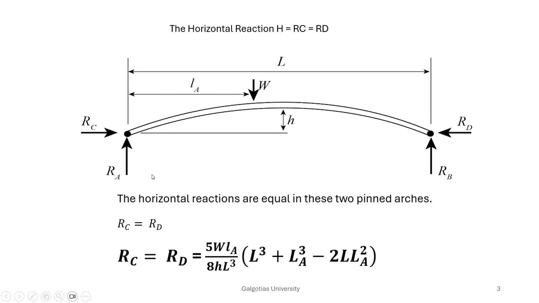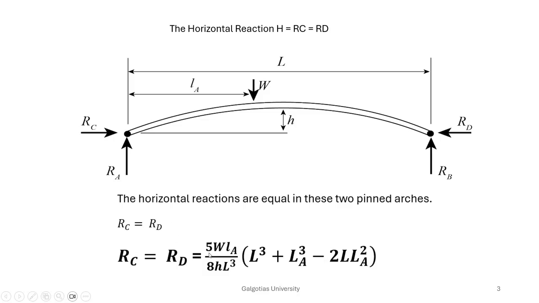The point here is that you have the expression for bending moment up to span LA, which is equal to RA times x, and when x crosses the value of LA, we have another expression for bending moment. So there are two expressions for bending moment, where the limits of x are from 0 to LA and LA to L. And here we know that RC is equal to RD is equal to 5W LA by 8H L cube into (L cube plus LA cube minus 2L LA square).